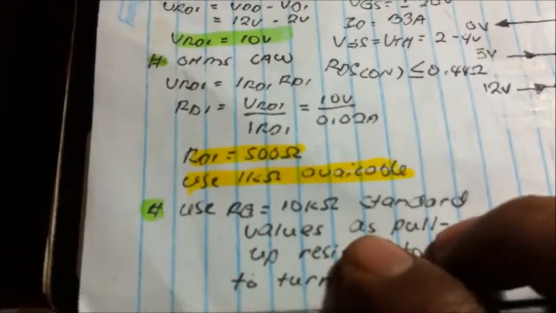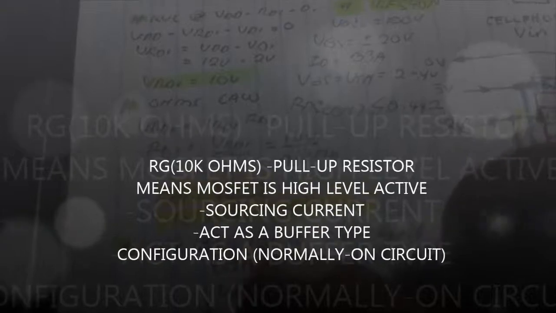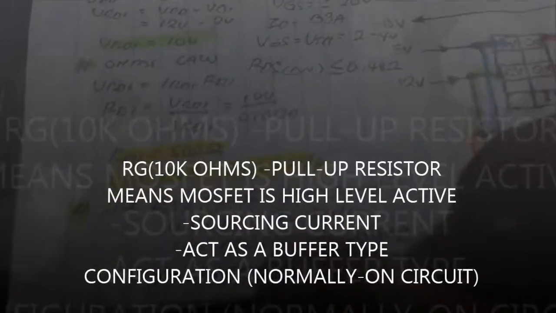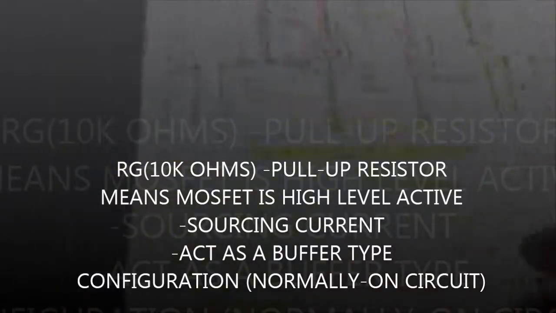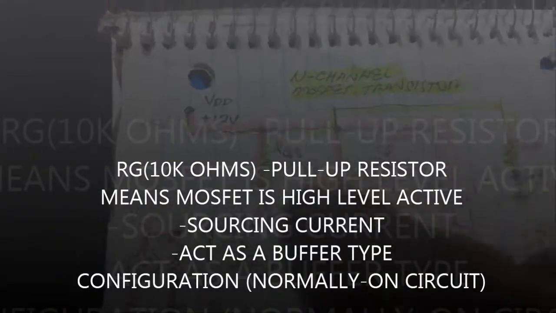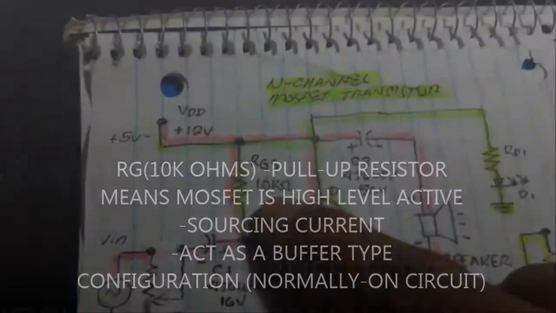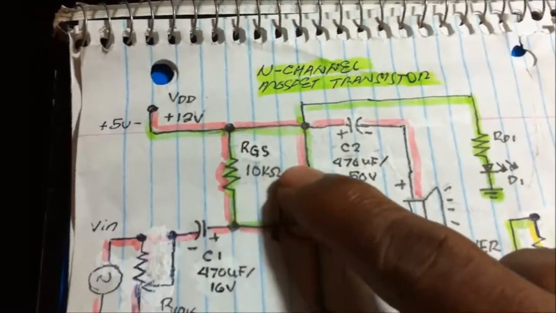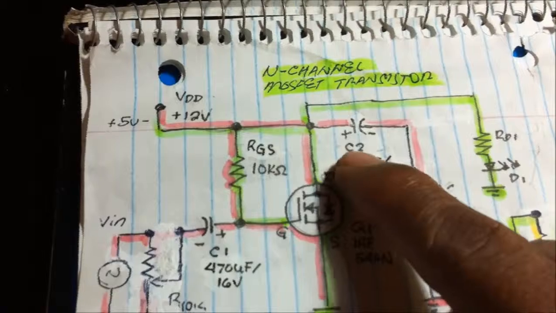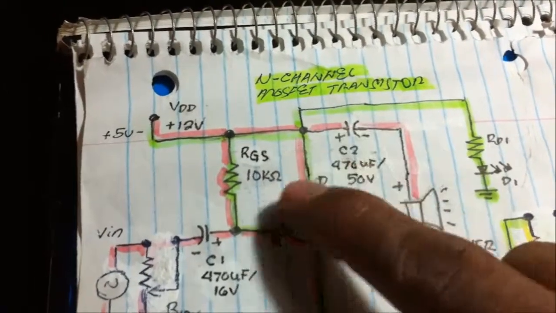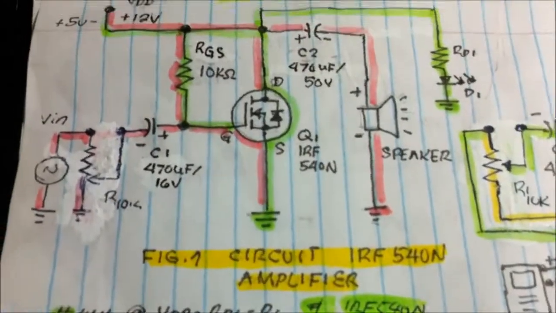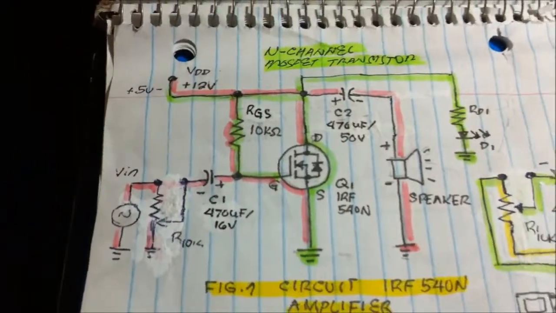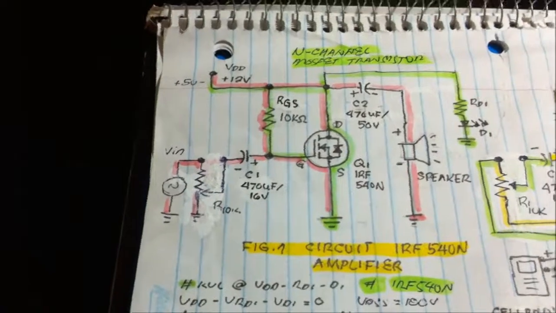Standard values. Use RB equal to 10 kilo ohms. Standard values of pull-up resistor to the gate to turn on the MOSFET. See, standard values. These are arbitrary values. You can use 10 kilo ohms, 20 kilo ohms, or just 30 kilo ohms. And then what's the next one?